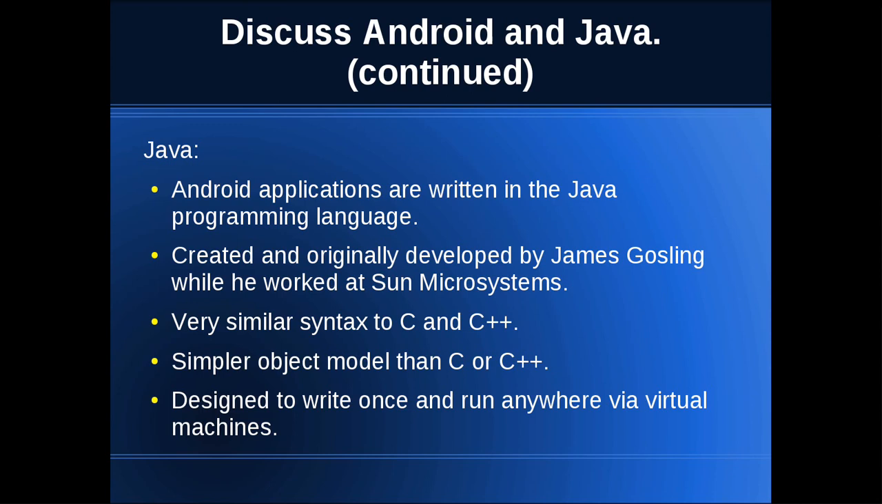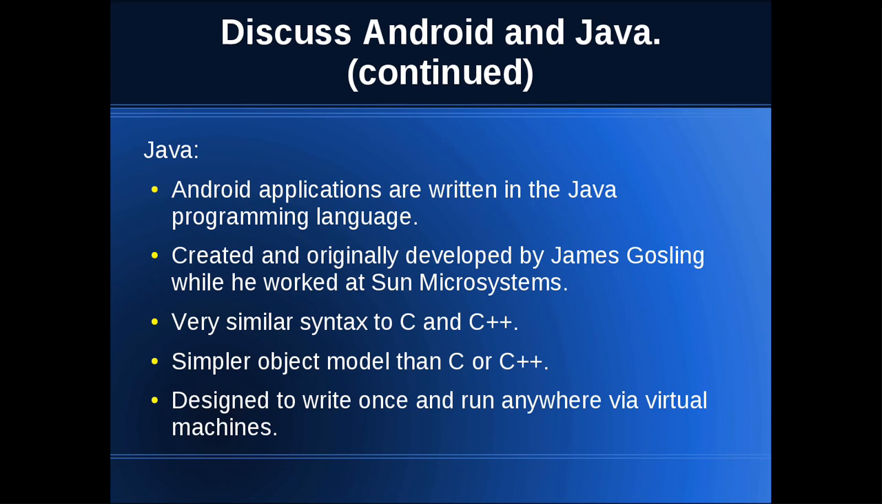Okay, Android and Java continued. Java is a programming language developed by a man named James Gosling while he worked for Sun Microsystems back in the early 90s. Android applications are written in the Java programming language. Java syntax is very similar to C and C++ syntax, so if you're a C or C++ programmer, Java will be very easy for you. It'll come like second nature. I started out with C++, and I'm still primarily a C++ programmer, but I'm learning Java, and it's so similar that it's almost like a dialect, not a completely separate language.